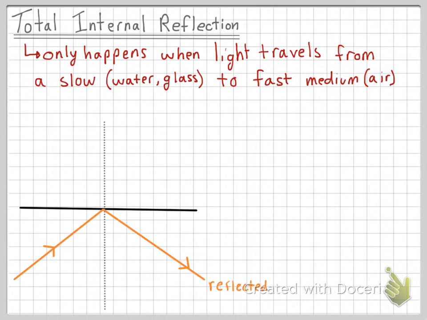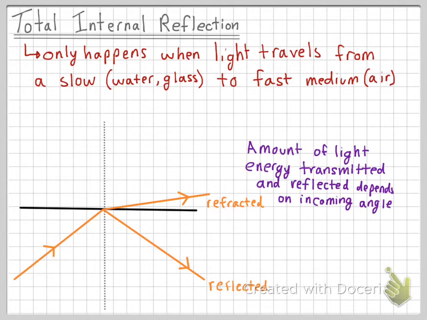Part of this wave is going to be reflected, and part of this wave is going to be refracted. The amount of energy that is transferred to the refracted and reflected wave depends on the incoming angle of the wave to the interface. So let's assume that we have 100% of the light energy before interacting with the interface. The majority of the light is going to be reflected, 92%. This means that the remaining 8% is going to be refracted.